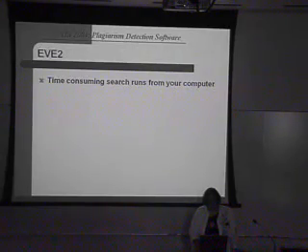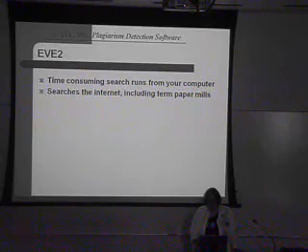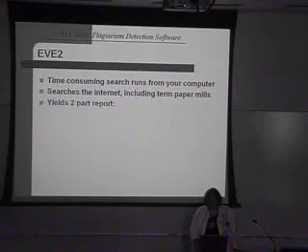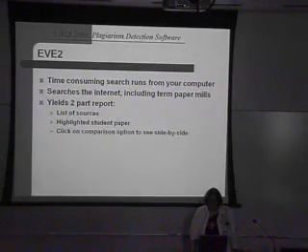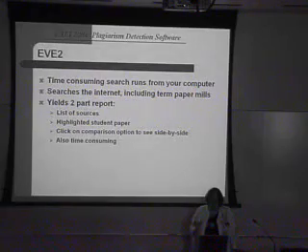Eve 2, back to Eve 2, sorry about that. Another limitation is the time-consuming search that runs from your own computer. We did this. It yields a two-part report: the list of sources, which is linear, and a highlighted student paper. You can click on a comparison option button to see a side-by-side report, but when you click it, it goes away to pull up that source off the internet, and it takes forever. You can use it interactively, and it's very useful that way, but it's time-consuming.